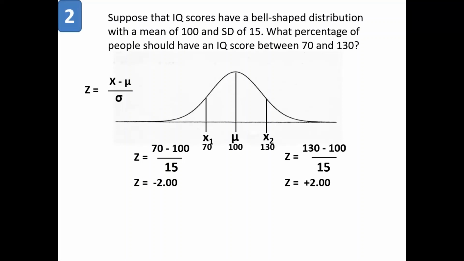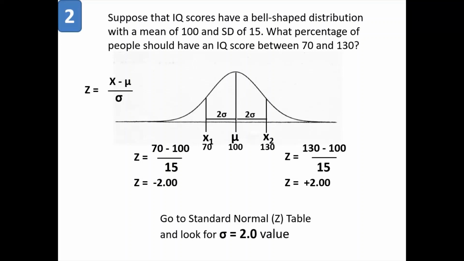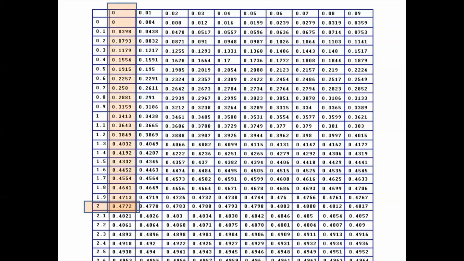So the Z value comes as 2.0. On one side it is -2, on the second side it is +2. So the total distance has to be 2 plus 2, that is 4. How to read the Z table? We'll split this into 2.0 and 0.00. If you look at the Z table, this is the value 4772, 0.4772.